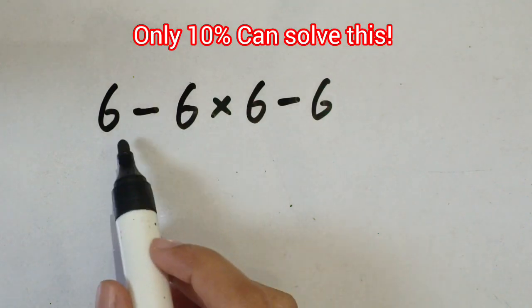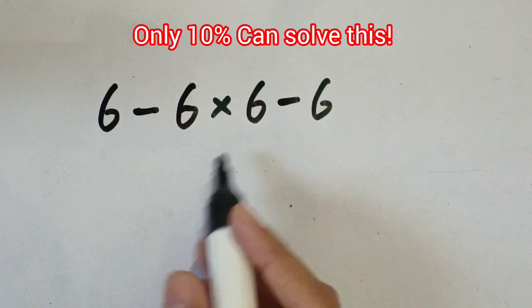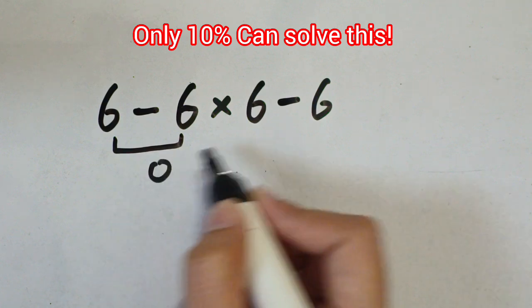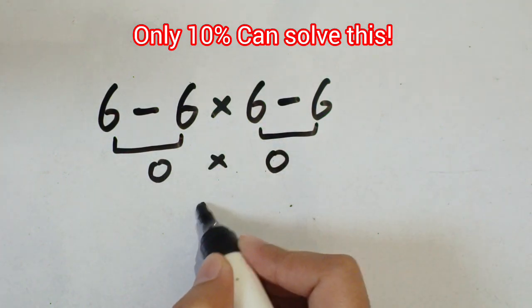So in this video we are going to solve this expression. What is the value for this expression? So let's solve this. 6 minus 6 is 0, 6 minus 6 is 0. So 0 into 0 is 0.